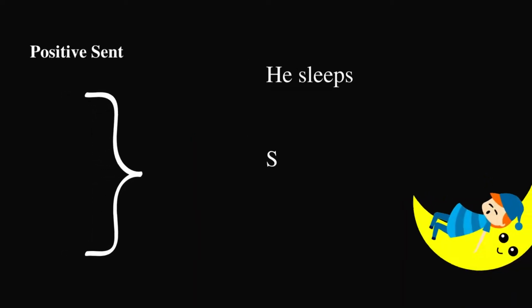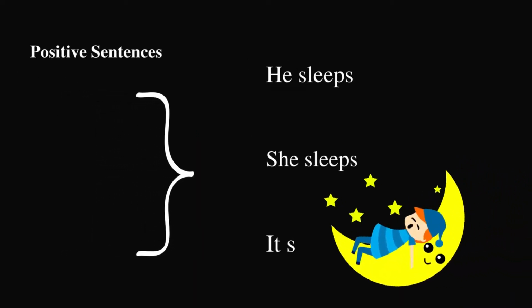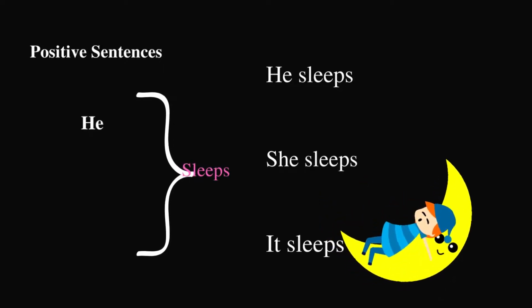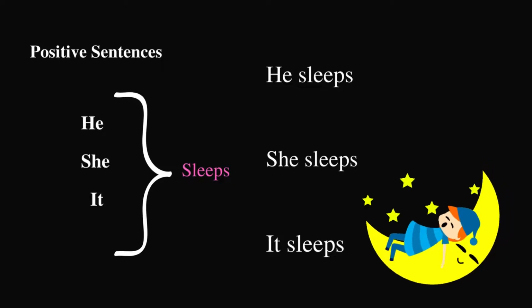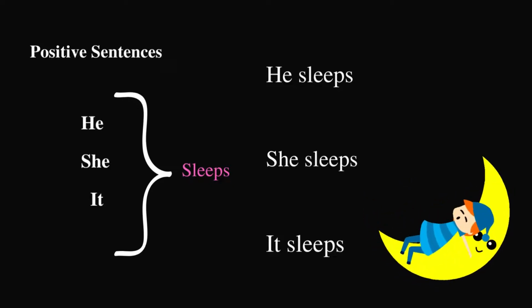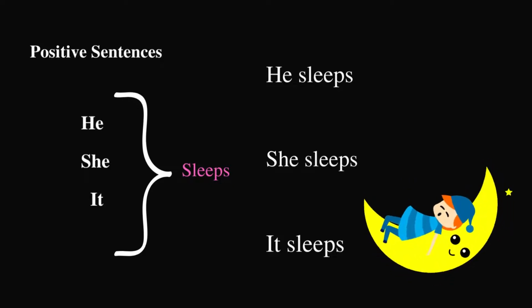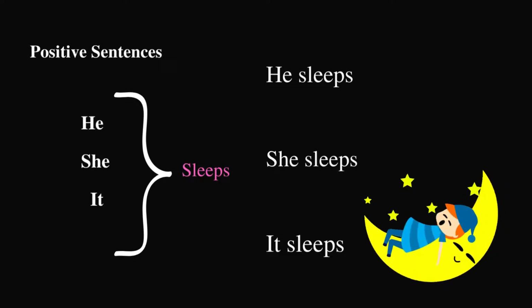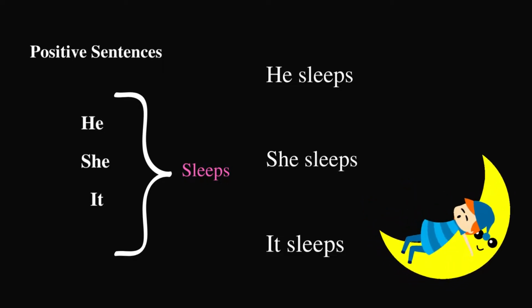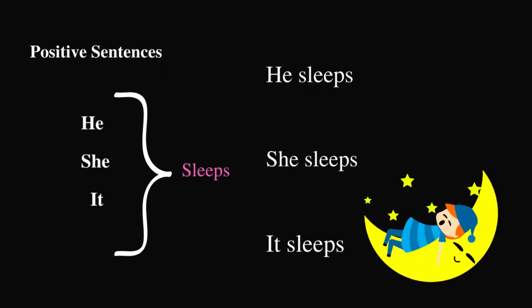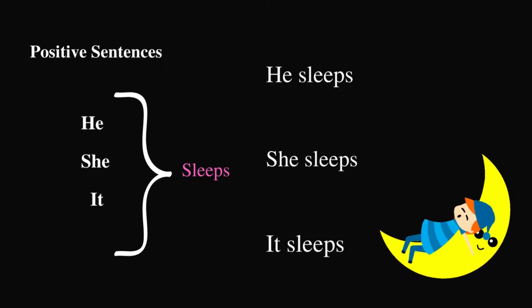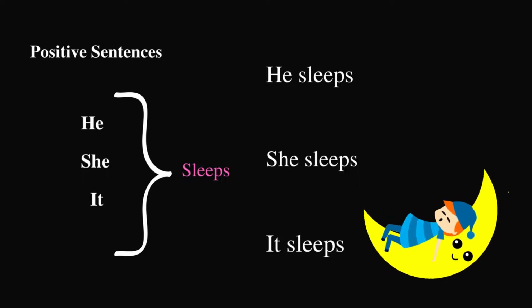Now let's discuss the sentence structure of sentences where subject is first person singular, that is he, she, or it. When our subject is first person singular, we add s or es with the first form of the verb. For example, he sleeps, she sleeps, or it sleeps.